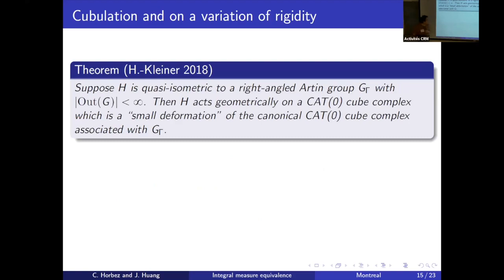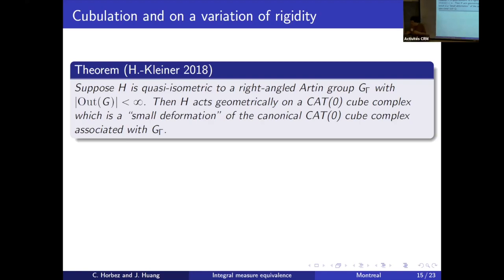Okay, so this is one thing we proved before. The next question you would ask is, what can you say about groups quasi-isometric to a RAAG? This is one thing we proved a few years ago. I take a rectangle Artin group with finite Out, and we can cubulate any group which is quasi-isometric to a group with finite Out. The cube complex we get is very similar to the canonical cube complex associated with the rectangle Artin group, but we have to do some small deformation, so it's not exactly that cube complex. I'm going to show you some reason why it's impossible to just choose the original cube complex. So there has to be some small deformation.